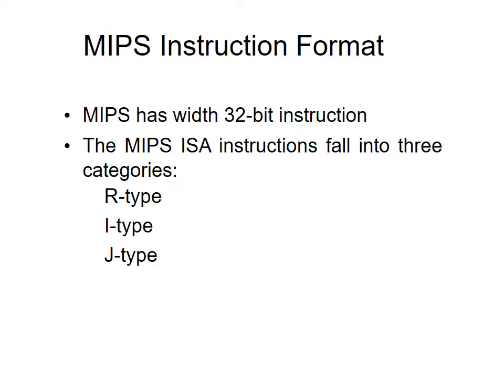MIPS architecture has 3 types of instruction formats, and MIPS has wide 32-bit instructions. So let's learn about the categories of instruction formats in MIPS architecture. The first one is R type, that means the register type, the second one is I type, that means the immediate type, and the third one is J type, that means jump type. Let's discuss this briefly in the next slide.